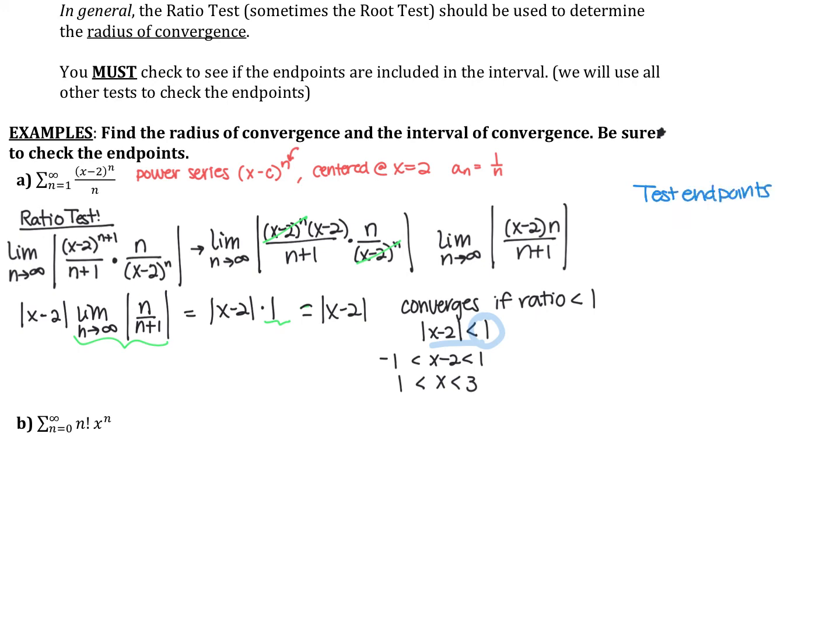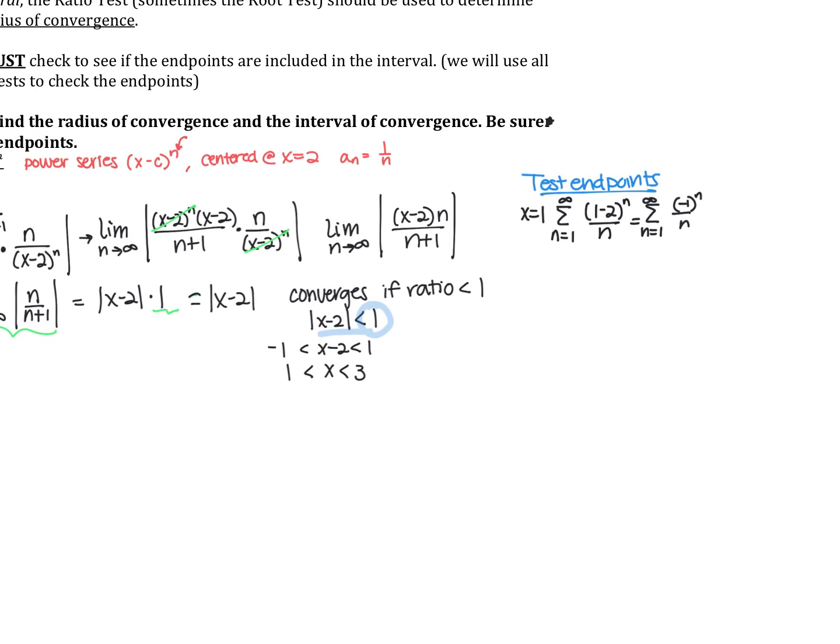Okay, so in testing these endpoints, here's how I'm going to do that. I'm going to let x equal 1 be one of my endpoints. When I substitute in 1 for x, I get this expression: 1 minus 2 to the n power over n. Simplifying it, I get the sum from 1 to infinity of negative 1 to the n over n. We've seen that before. What kind of series is that? It's an alternating series.